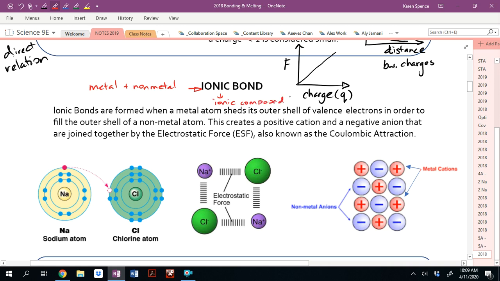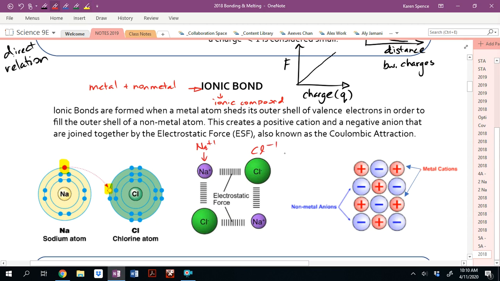Ionic bonds are formed when a metal ion sheds its outer shell valence electron, like this one right here, in order to fill the shell of a nonmetal atom. See how we have a nice little gap over here? So sodium gives its electron to chlorine. What that leaves us with is a sodium plus, Na plus, and a Cl minus, so that's a +1 charge and a -1 charge.